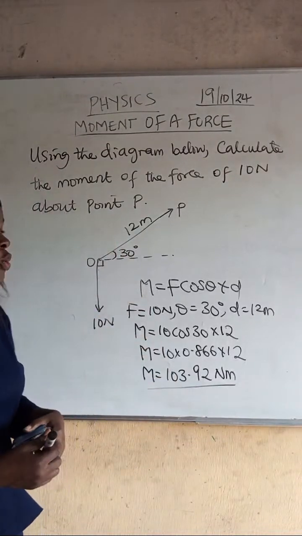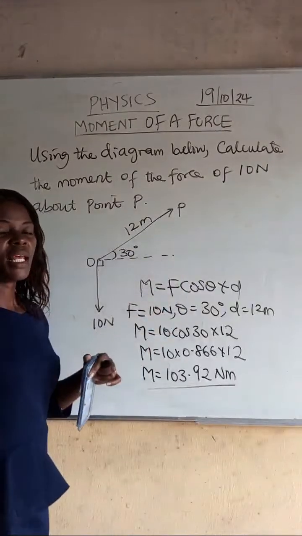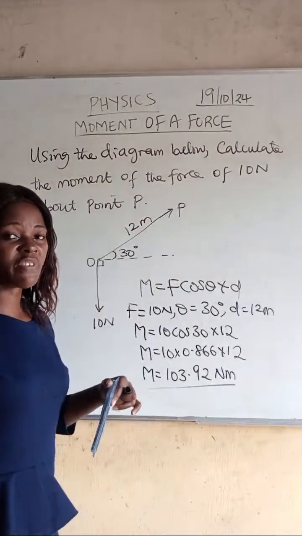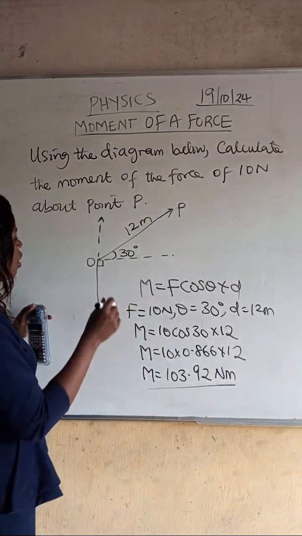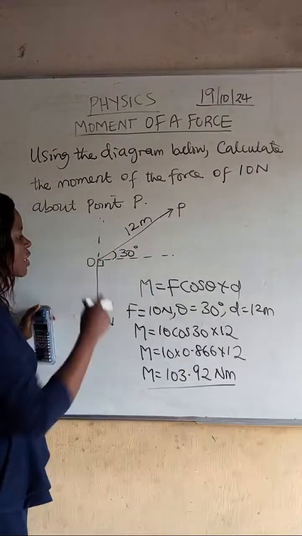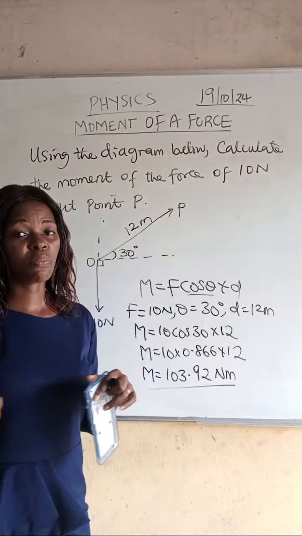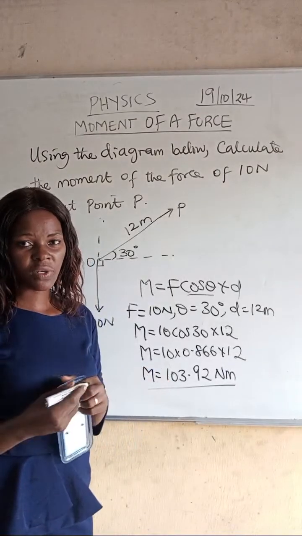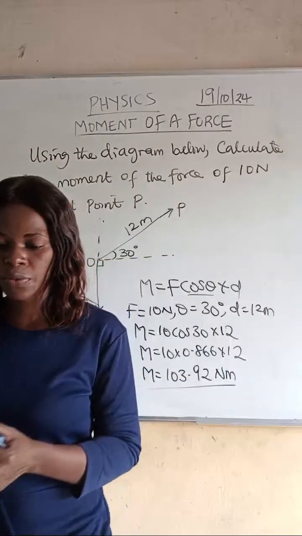Remember that this question was making respect to the horizontal component. Let's assume they make respect to the vertical component, or they say we should resolve it to the vertical component. Instead of using cos here, we are going to use sine in place of cos. That is just the difference. Do you understand? So let's go to another part of the question.